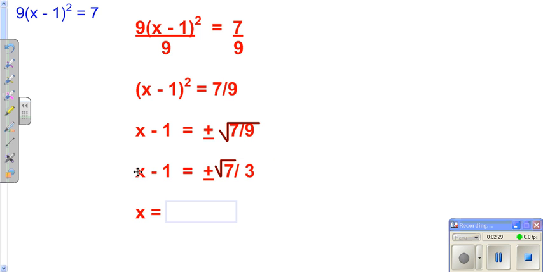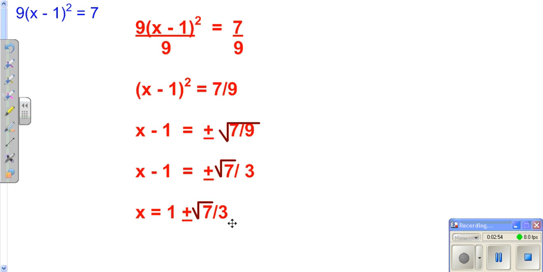You then need to finish getting x totally by itself, so that means you've got to add 1 to get rid of the subtract 1. So add 1 to both sides, and we get this. So we really have two answers: 1 plus the square root of 7 divided by 3, and 1 minus the square root of 7 over 3. But the shorter way to write it is like this here.